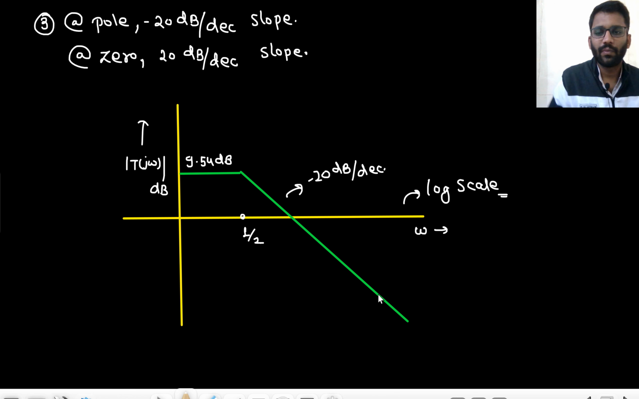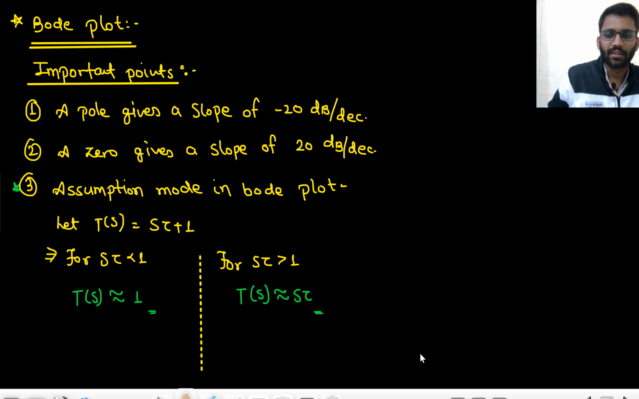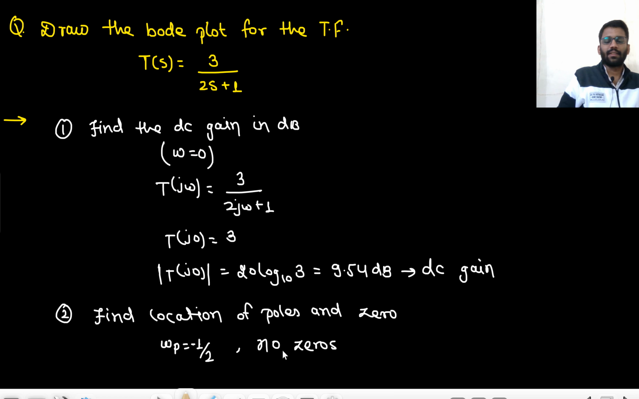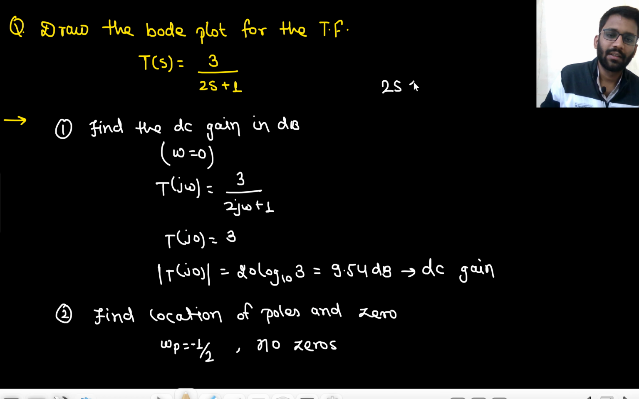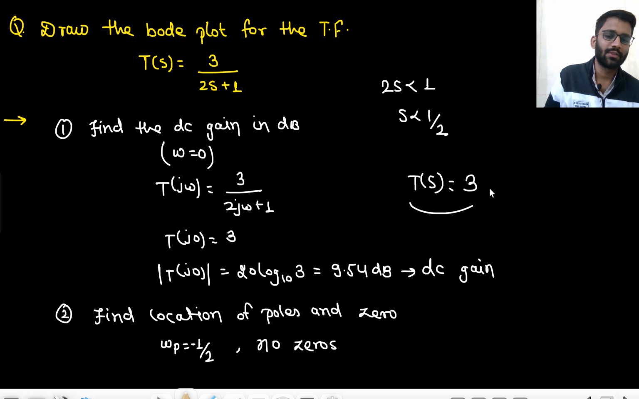Now, one thing that I needed to explain, the assumption. Let's understand this. When your 2S is less than 1, that means when your S is less than 1 by 2, they will just take T of S equals to 3 only, 3 by 1 you can say. And if you convert 3 into dB, you get 9.54 dB.